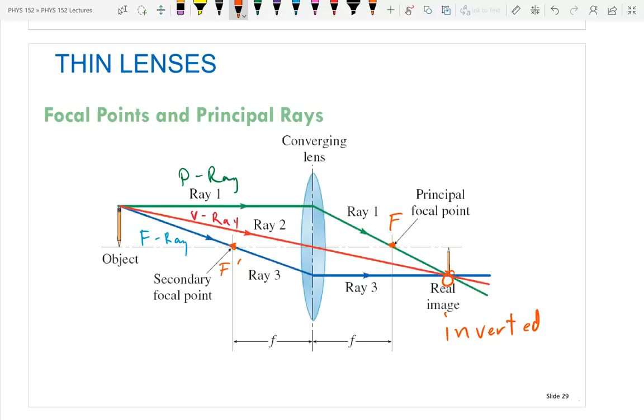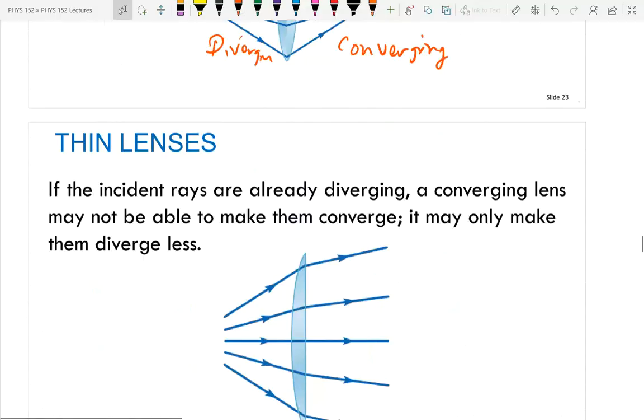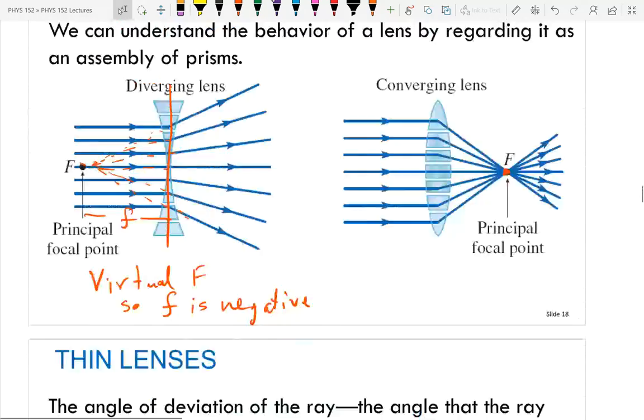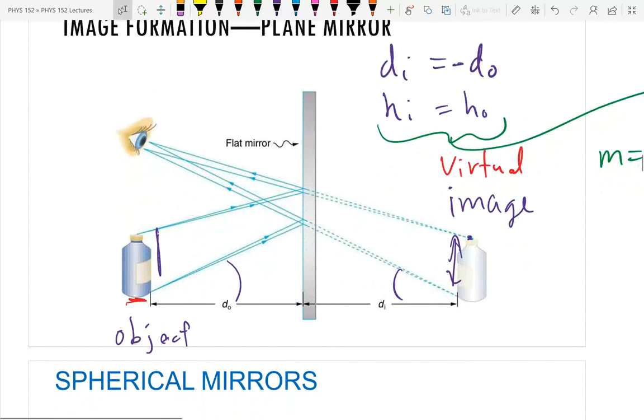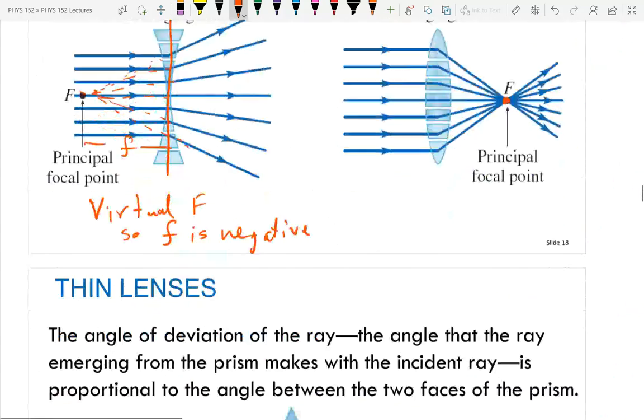If you only have one mirror or one lens, these always go together. If you have two lenses or two mirrors, you can make them mix. But if it's one, if it's real, it's inverted. If it's virtual, it's upright. So what we saw up here, we've actually gone through a lot of slides. Here was a virtual upright image. Virtual and upright go together. Real and inverted go together.